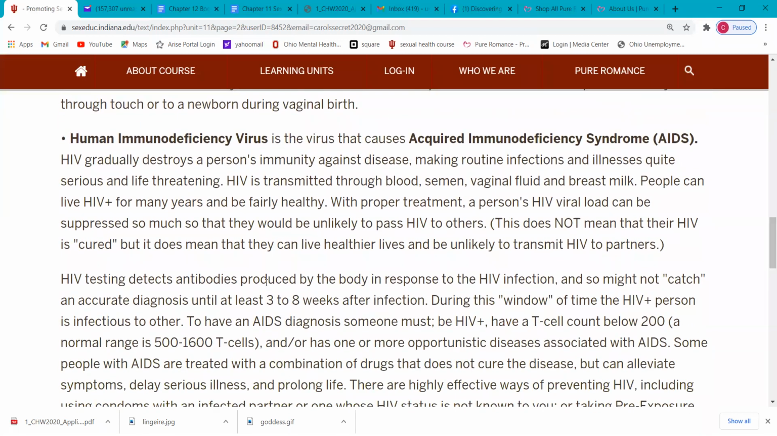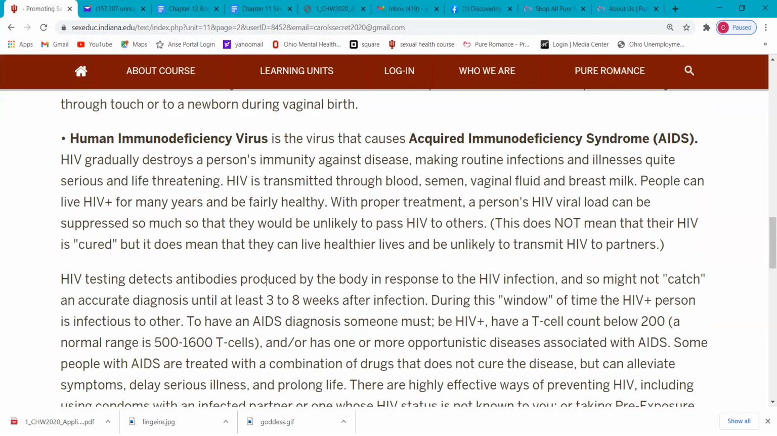So then you have human immunodeficiency virus, HIV, which is the virus that causes acquired immunodeficiency syndrome, which is AIDS. HIV gradually destroys a person's immunity against disease, making routine infections and illness quite serious and life-threatening. HIV is transmitted through blood, semen, vaginal fluid, and breast milk.